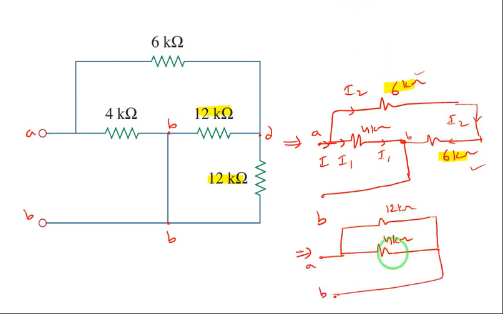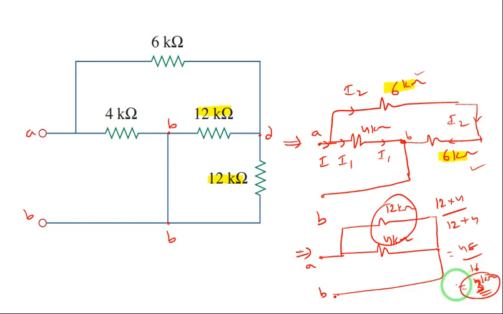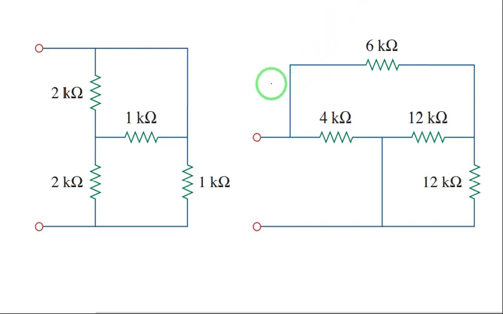This 12 kilo ohm and 4 kilo ohm are in parallel. Then 12 into 4 by 12 plus 4, that is 48 by 16, that is 3 kilo ohms. So this is the equivalent resistance between the terminals A and B. This is also a very important model, just remember this, this model and the previous model. So I have discussed two very important models, with this question and the previous question.